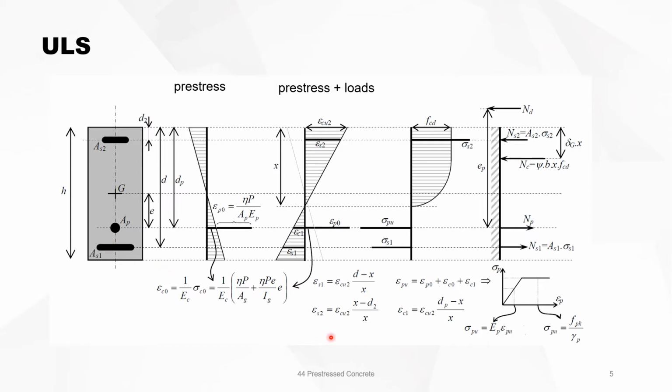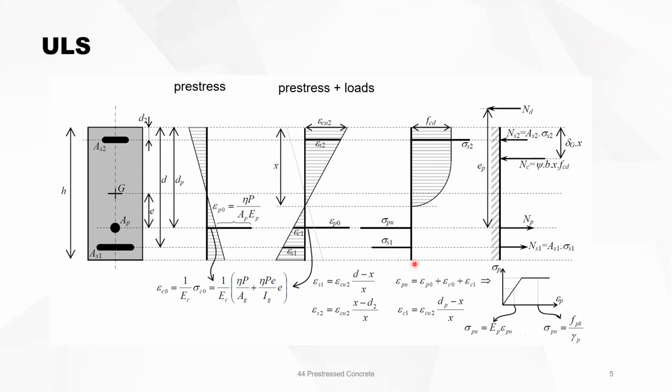By using compatibility equations, you can express the strain in function of epsilon CU2. We know that for the stress in the tendons, when you are in the first half of this graph, then it's EP times epsilon PU, and otherwise, if you are in the horizontal phase, then it's FPK divided by gamma P.